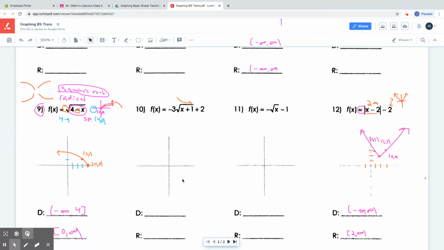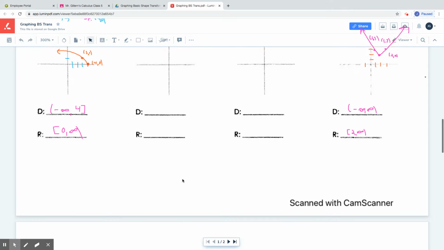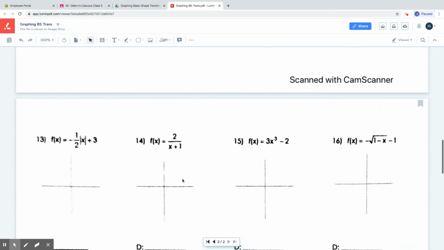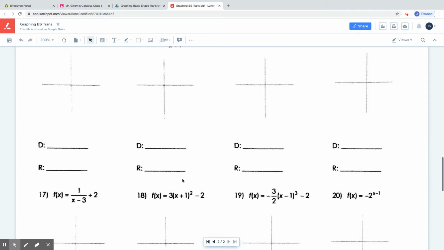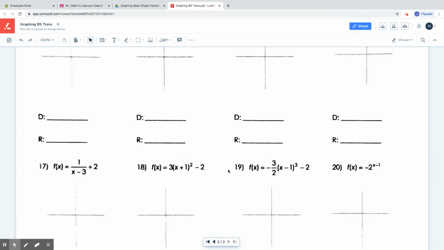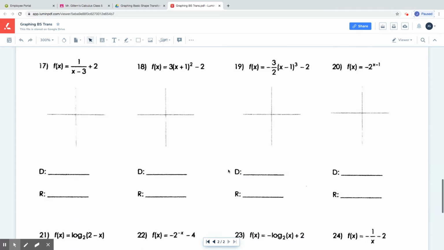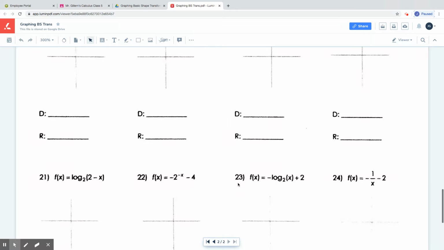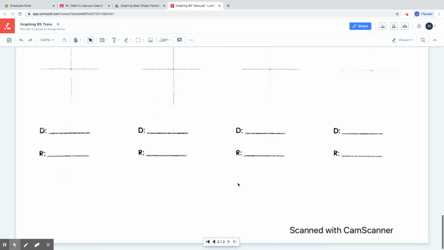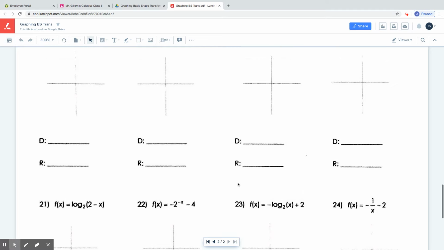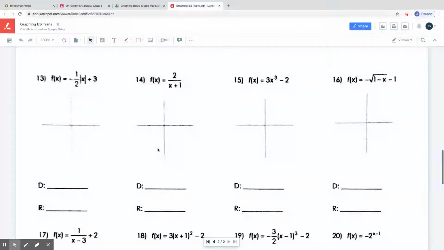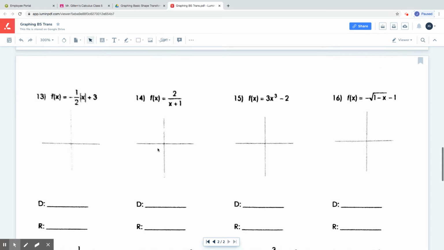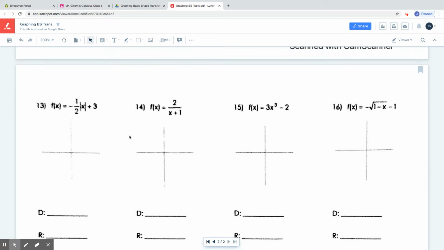Let's see. There's one more we want to do on here, which is a rational. Actually, I lied. There is an exponential on here, number 20, and there are a couple of logs. I'm not going to go over those because we spent so much time doing those over the last week or so. So, rational, number 14.